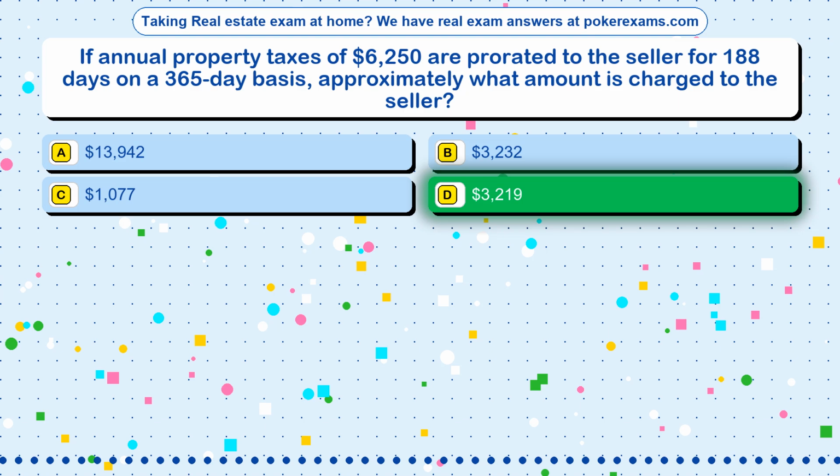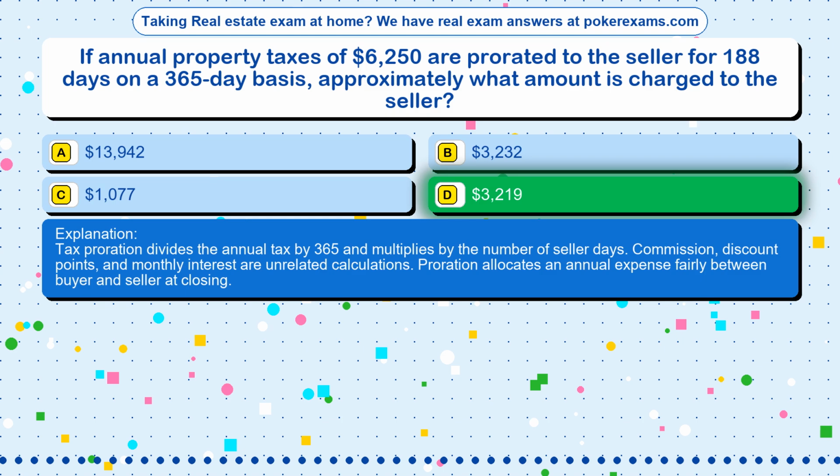The correct answer is option D, $3,219. Tax proration divides the annual tax by 365 and multiplies by the number of seller days. Commission, discount points, and monthly interest are unrelated calculations. Proration allocates an annual expense fairly between buyer and seller at closing.